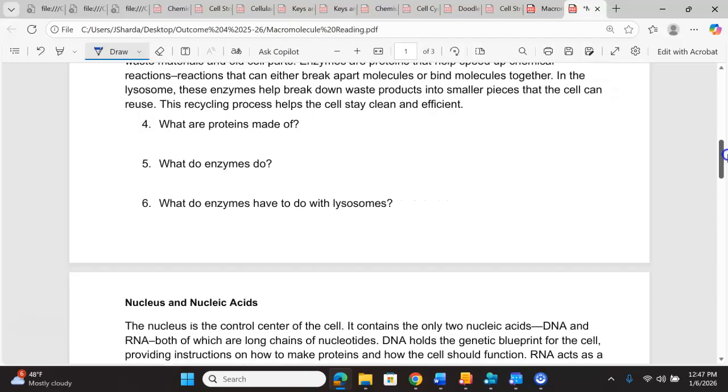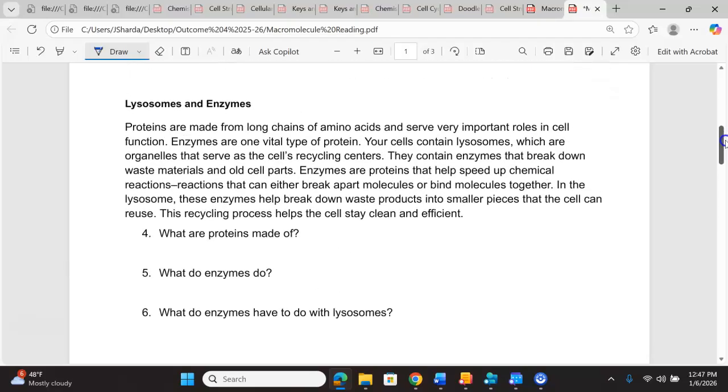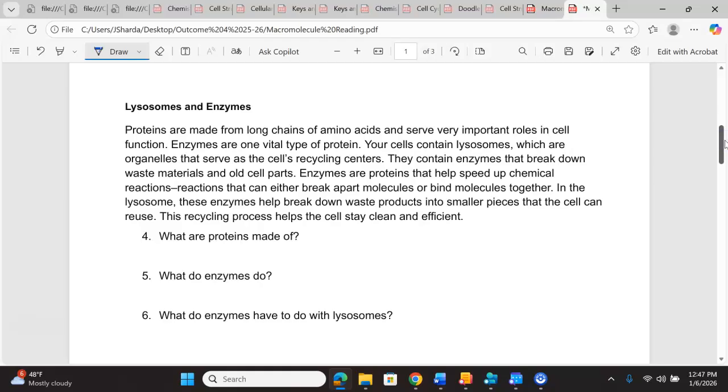All right, next paragraph here is about lysosomes and enzymes. Proteins are made from long chains of amino acids. I'm going to circle this because monomers in the building blocks are very important. And these proteins serve very important roles in cell function. Enzymes are one vital type of protein. Look, it came up in the title. This is probably a central theme here.